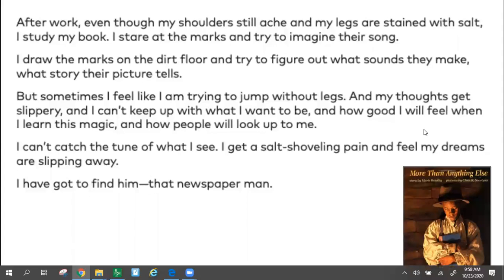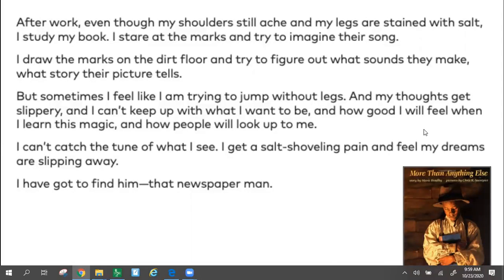All right, so we're going to look at different parts of this work that the author wrote, and we're going to talk about what parts of it mean. I'm just going to read it to you first, and then I want to see if you right now can think of where you see some figurative language.